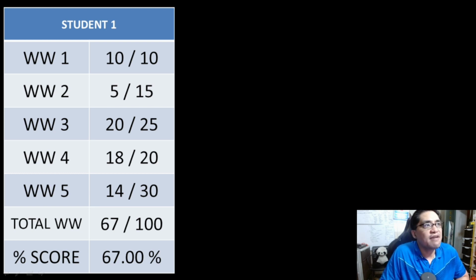What we have here on the screen right now are the grades of student number 1 for his written work. You have here written work number 1, 10 over 10, written work 2, 5 over 15, written work 3, etc. So you have here his grades. You add your number of items, 100, add the points earned, 67. So the percentage score for written works is 67%.